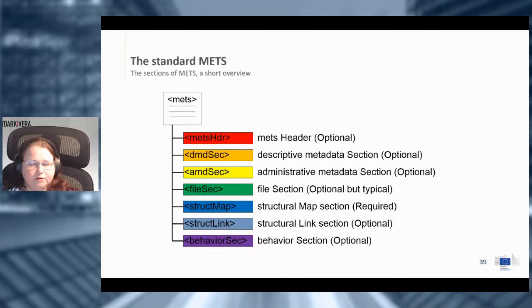Here is the section where we actually get the administrative information. It's in its turn split up in more sections. Here we deal with the technical information of the files. Here is where we store, for example, PREMIS metadata, so preservation metadata, where we actually gather events that have happened with the objects that we have.